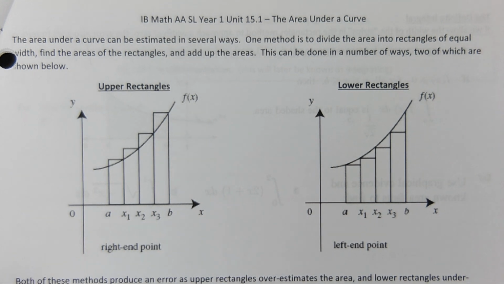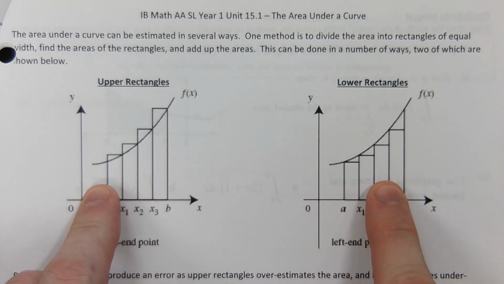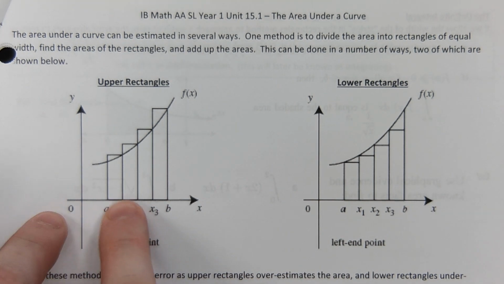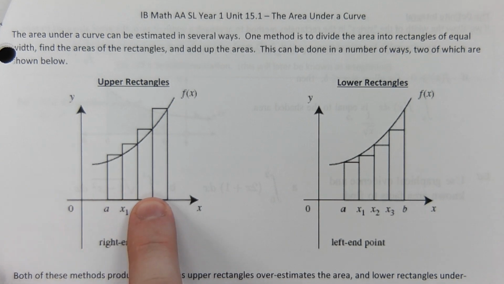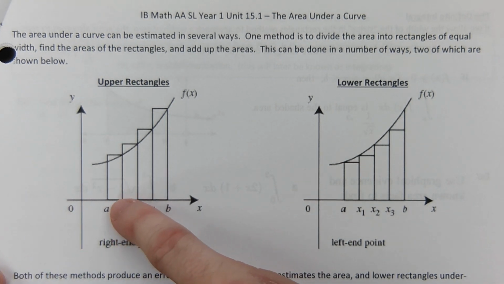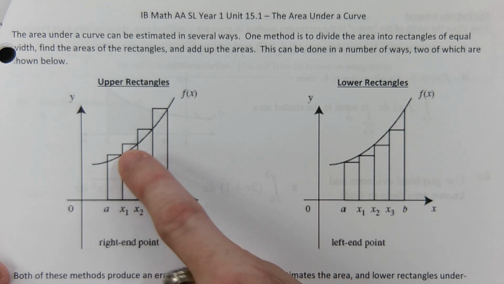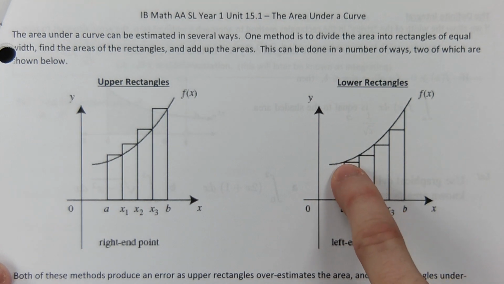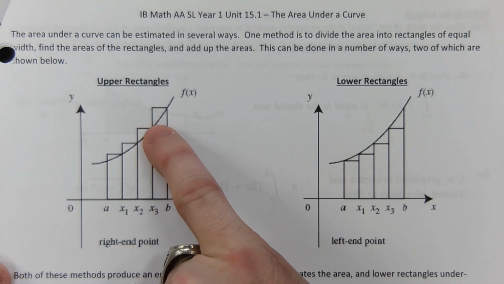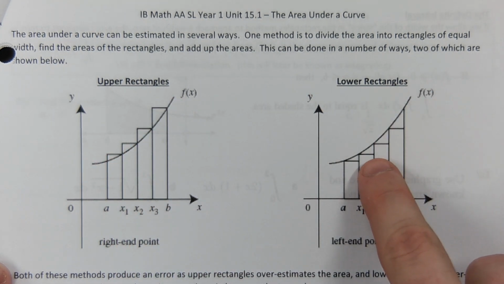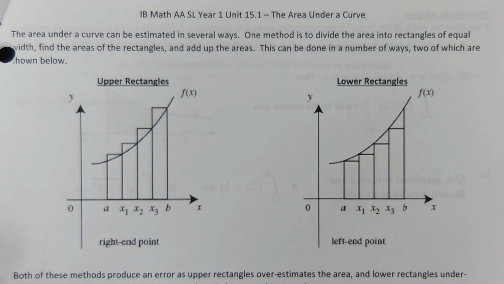So one method is to divide the area into several rectangles. And those rectangles all have to have an equal width. So however far apart you decide to make your first x and your next x, every rectangle has to be exactly the same width. Now, we can either say that the right-hand corner of the top of each rectangle is a y value on our curve, or we could say the left-hand corner of the top of the rectangle is on our curve. So we would call this upper rectangles because pieces of it are above the curve. And we would call this lower rectangles because the entire rectangle is below the curve.